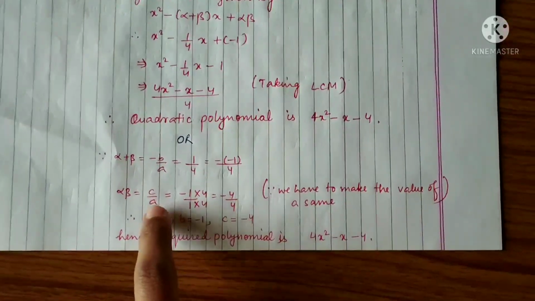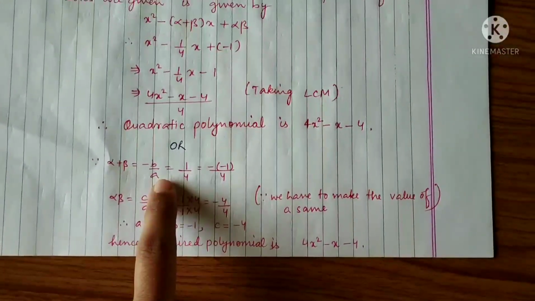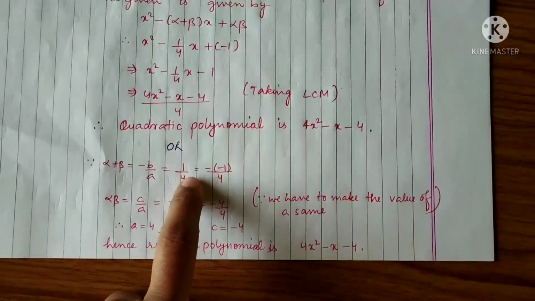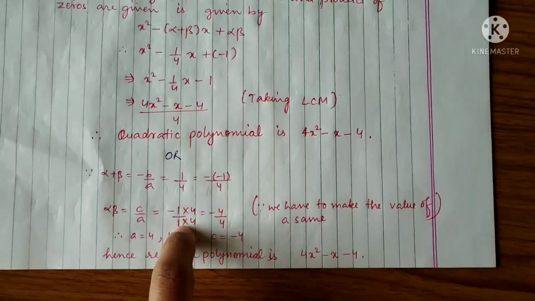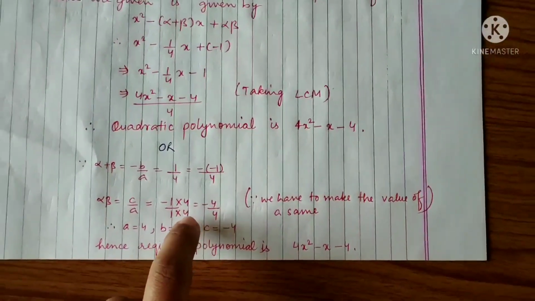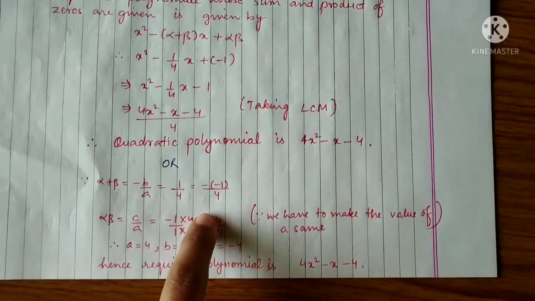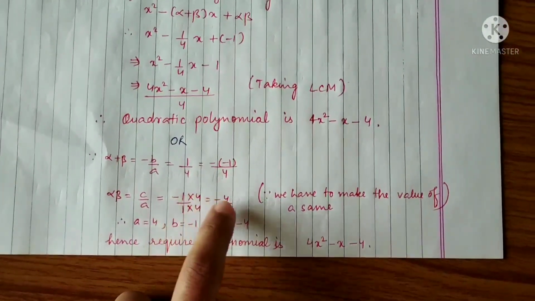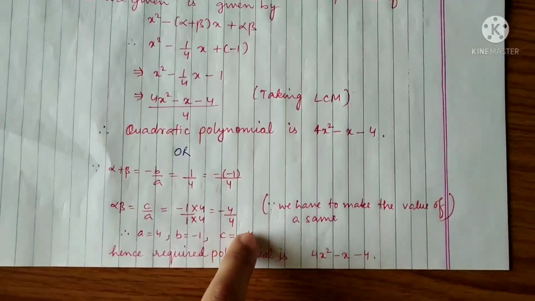अभी यहाँ पे भी नीचे a है और यहाँ पे भी नीचे a है, तो हमको a को तो क्या करना होगा, सेम बनाना होगा. तो सिंस यहाँ पे a की वैल्यू 4 है और यहाँ पे a की वैल्यू 1 है, तो हम 1 को इजीली 4 बना सकते हैं. तो जब भी हम डिनोमिनेटर में मल्टीप्लाई करेंगे तो हम न्यूमरेटर में भी 4 से मल्टीप्लाई करेंगे. तो जब हमने मल्टीप्लाई किया तो c की वैल्यू आ गई -4 और a की वैल्यू आ गई 4.